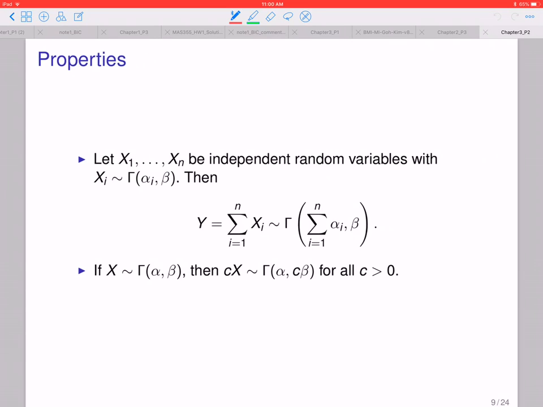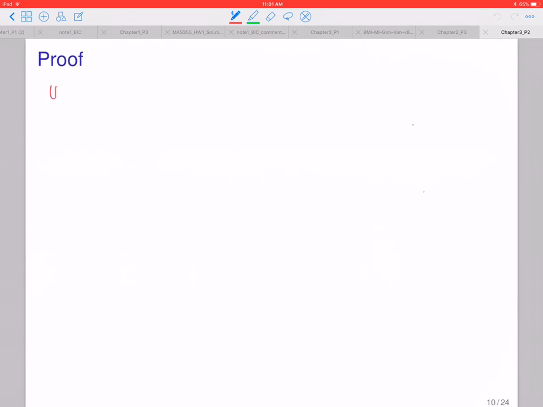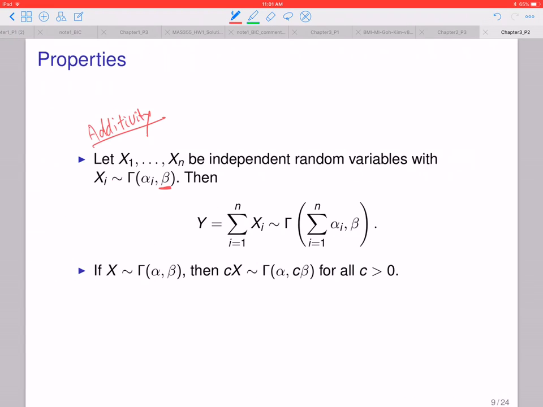So I'm going to move on to these properties. The first property is something called additivity. The sum of gamma distributions is gamma if the scale parameter is the same, and the shape parameters are just added.